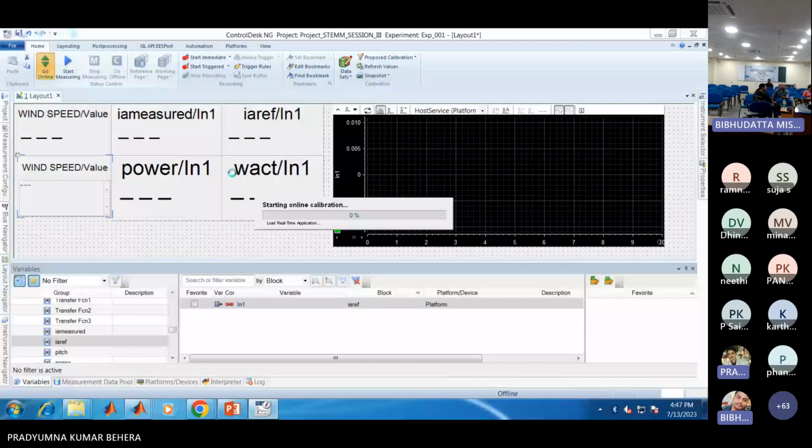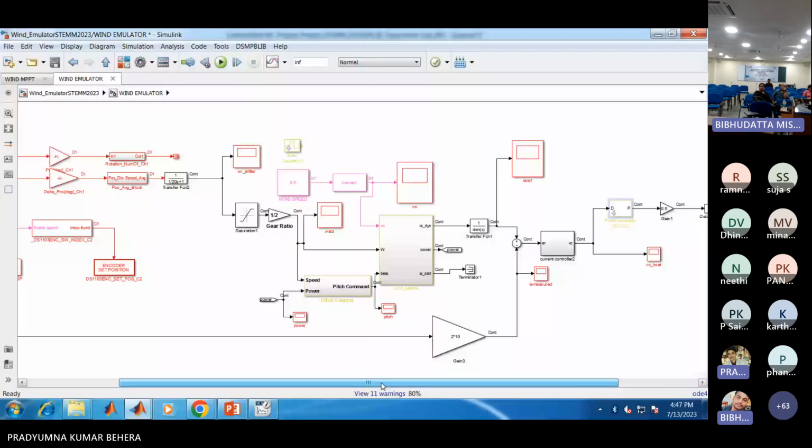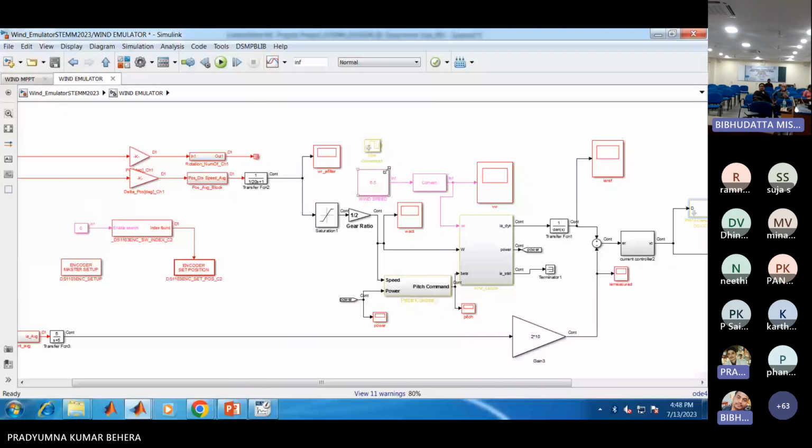You can see the wind speed is coming 6.5 meter per second. Why is this coming 6.5 meter per second? Because in the mathematical modeling, whatever we have done, I have used a constant of 6.5. Here you can see I have used a constant block 6.5 here. That's why this one is getting reflected in the control desk.